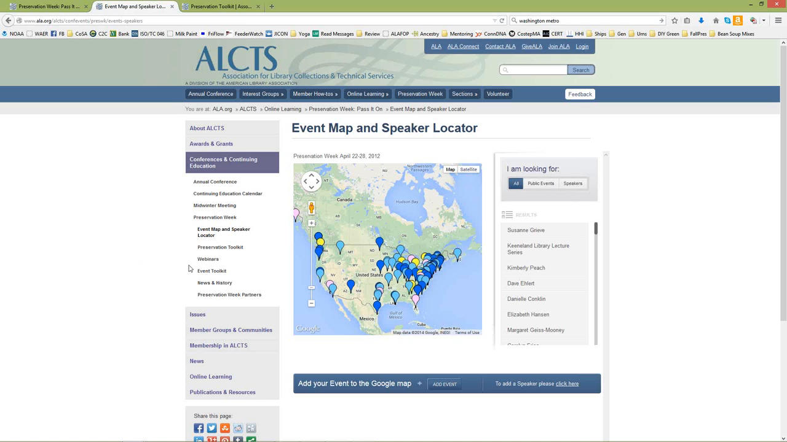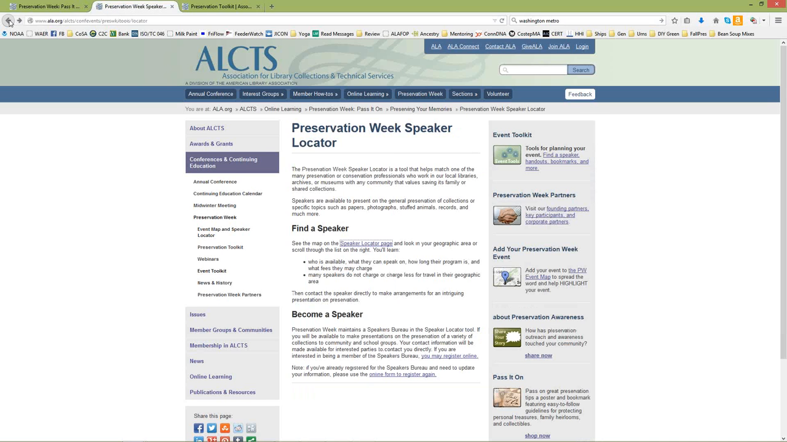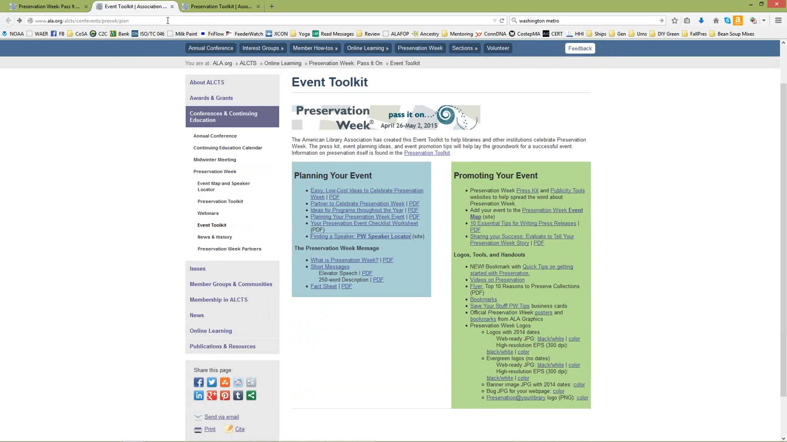So we have an event map and a speaker locator. When you do plan an event, you can put it up here, and that's going to also help you see who in your area is doing a program. And if, for instance, you're at an institution in Wyoming, please do a Preservation Week event. It's so lonely there in that part of the country. So help us also populate for events like that. We really do try with our event toolkit to help you get started.